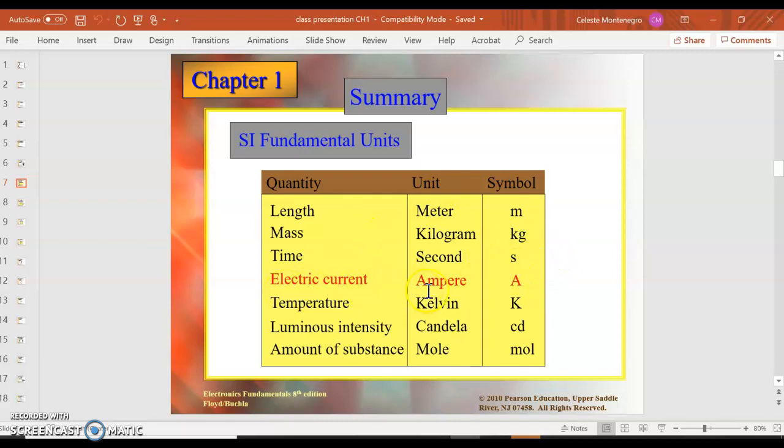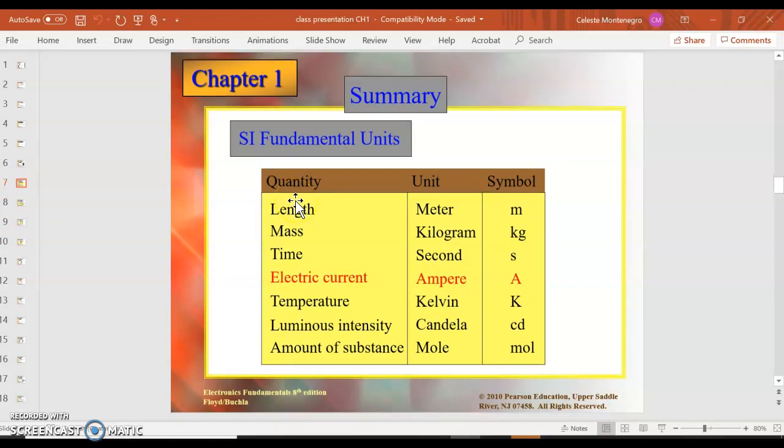Current, this is defined. It's not a fundamental unit because we later will discuss that it actually comes from the electron, but it is easier to say amperes than coulombs. We have temperature in Kelvin, then luminosity and the amount of substance in moles. These are for other classes, but yet they are under the fundamental unit definition.